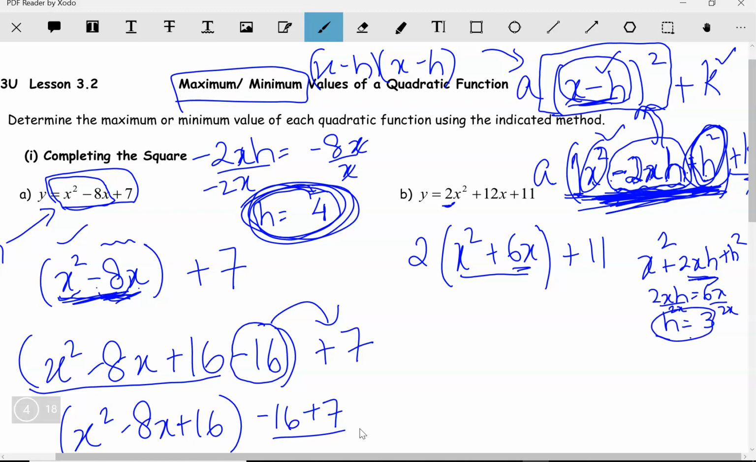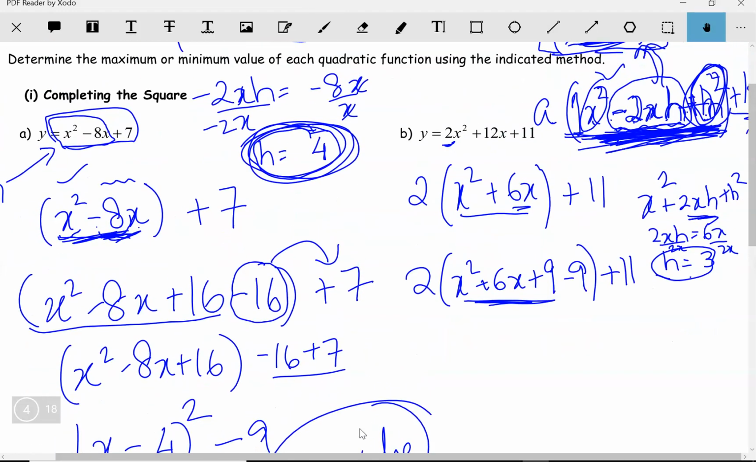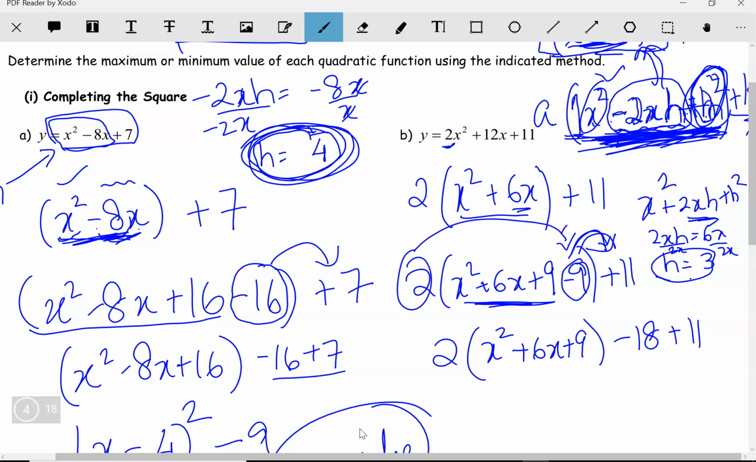And now I want a plus h squared, so I'm going to add plus h squared inside this bracket, so that now this looks like the form essentially that I want. But again, this plus 9 has to be canceled out because I can't just add things randomly. I will take this negative 9 outside the bracket, but there is a positive 2 out here, so I have to be careful to make that negative 18, because when I take it outside, I do have to multiply it by the 2.